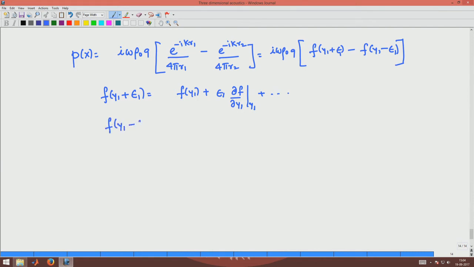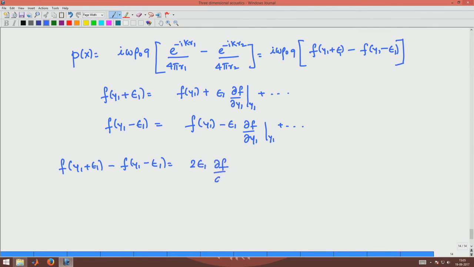Similarly, f of y 1 minus epsilon 1 can be written as f of y 1 plus, this time this will be with a minus sign, so minus epsilon 1 del f del y 1 evaluated at y 1. Okay. So, therefore, the subtraction of these two, f of y 1 plus epsilon 1 minus f of y 1 minus epsilon 1 will be 2 epsilon 1 del f del y 1 evaluated at y 1, which is implicit.